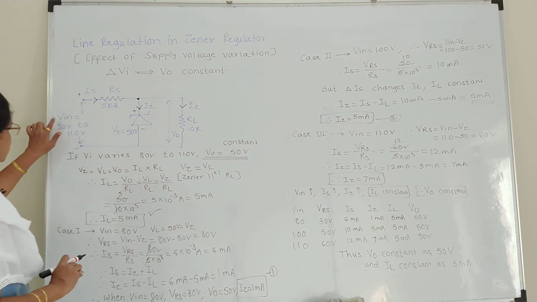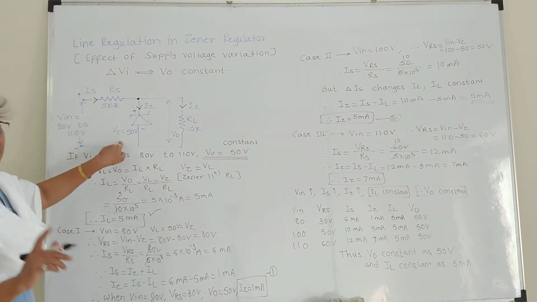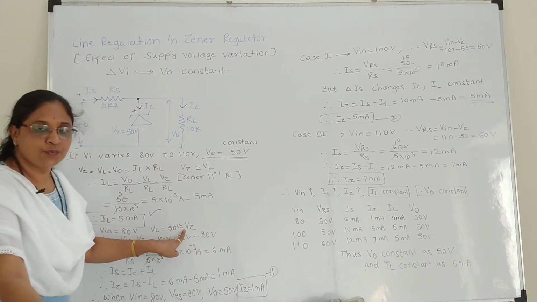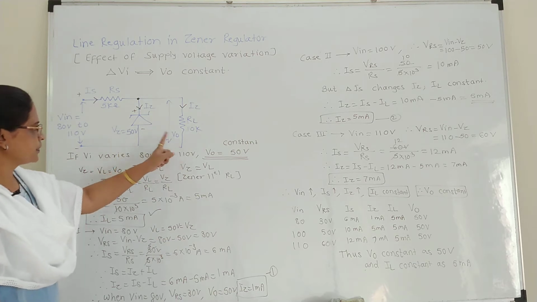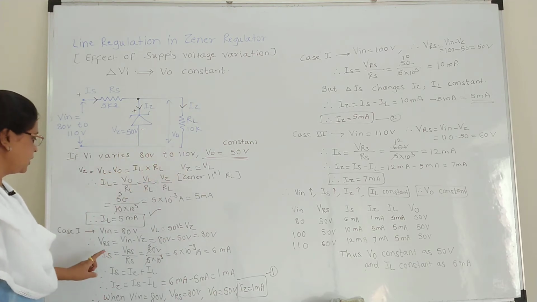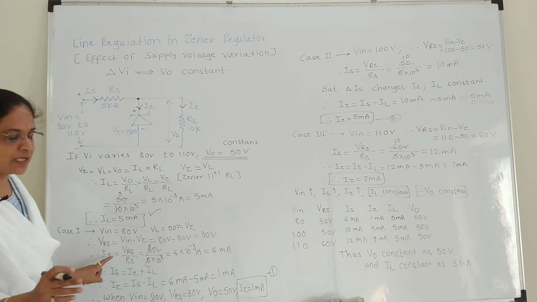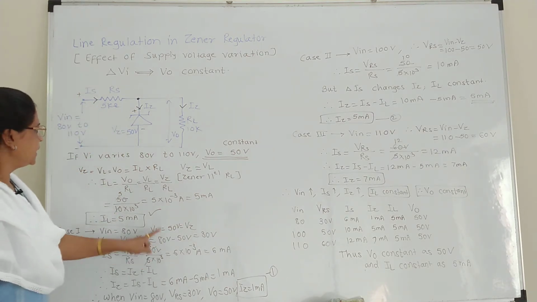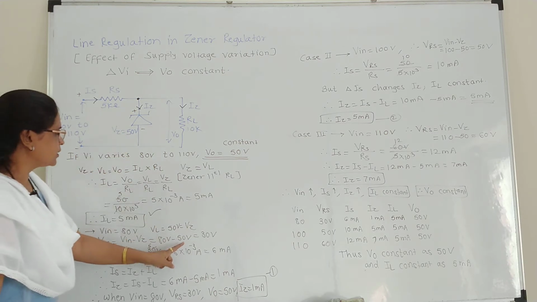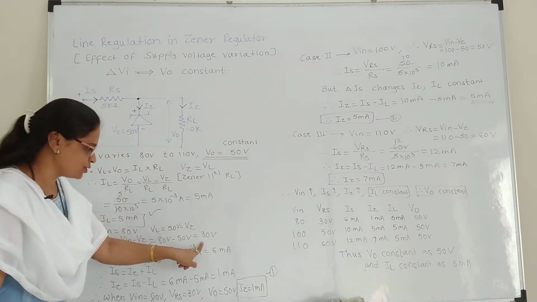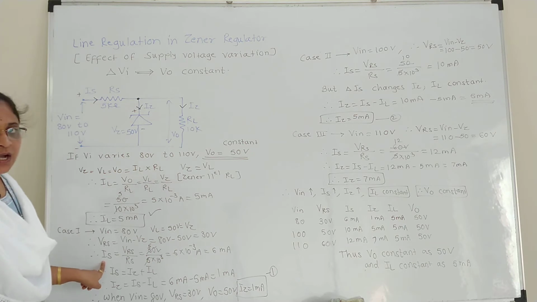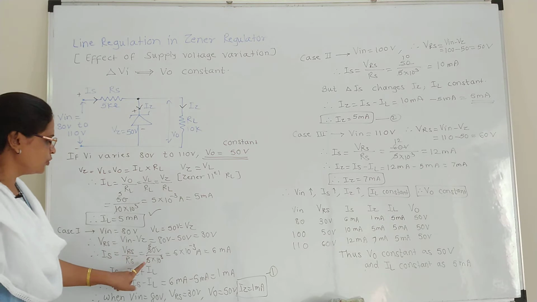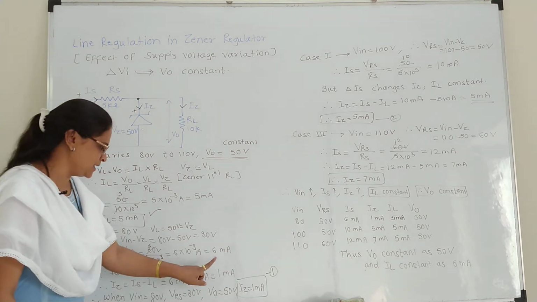Now consider Vin to be 80 volt. It is greater than VZ. With Vin 80 volt, VL is expected to remain constant at 50 volt because both are parallel to each other. Now, how does the internal current variation occur? As VRS is equal to Vin minus VZ, 80 volt minus 50 volt, across RS 30 volt will get dropped. So how much will be the current through RS? That is IS. IS is equal to VRS upon RS, 30 volt upon 5K, which results to be 6 milliampere.